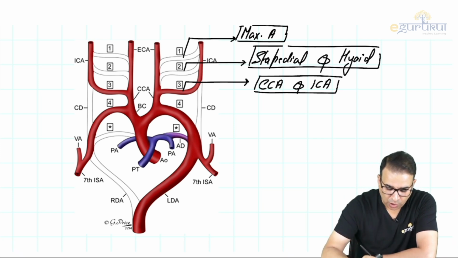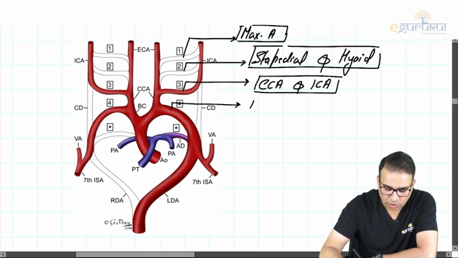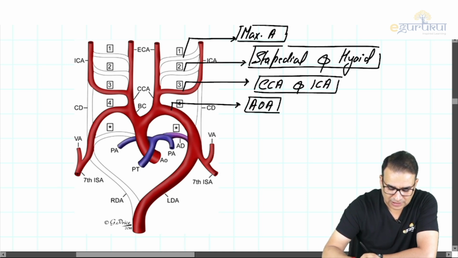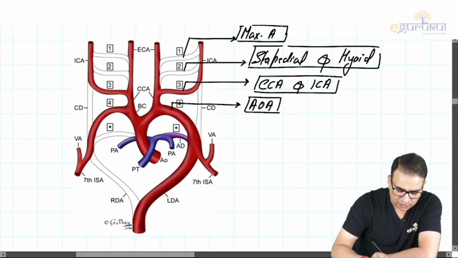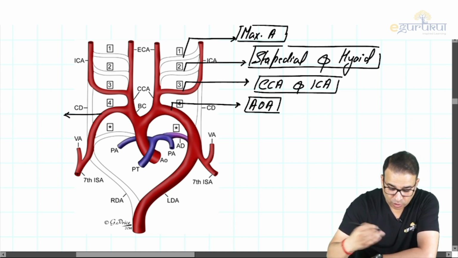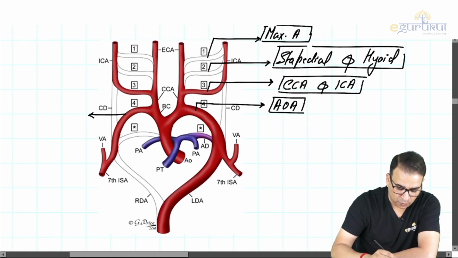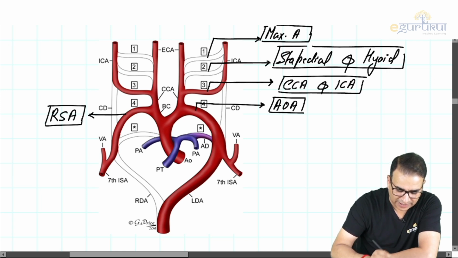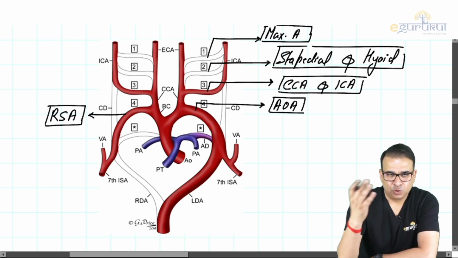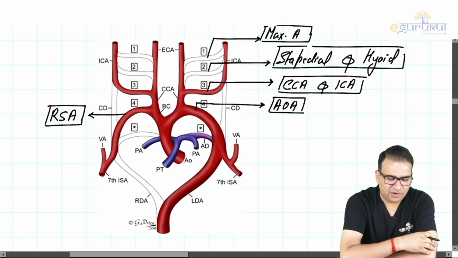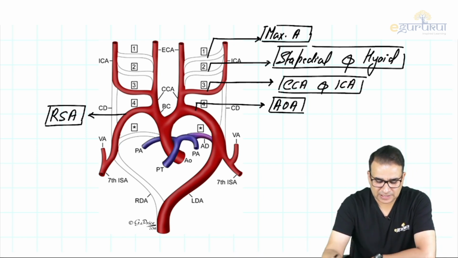The fourth arch artery on the left side will contribute to the formation of the arch of aorta, whereas the fourth arch artery on the right side forms the right subclavian artery. I'm writing RSA, that is right subclavian artery. The normal and abnormal right subclavian artery is also one of the questions asked in the previous year exam.